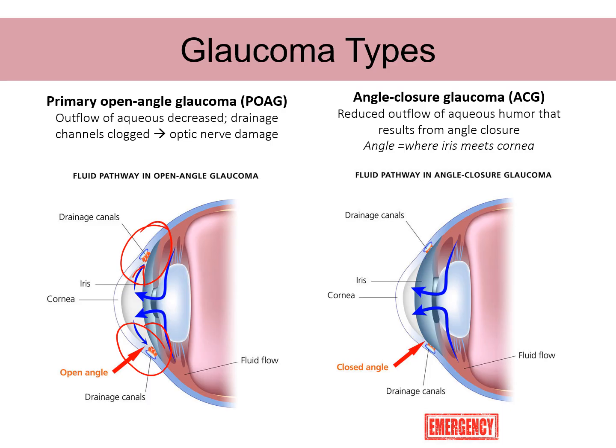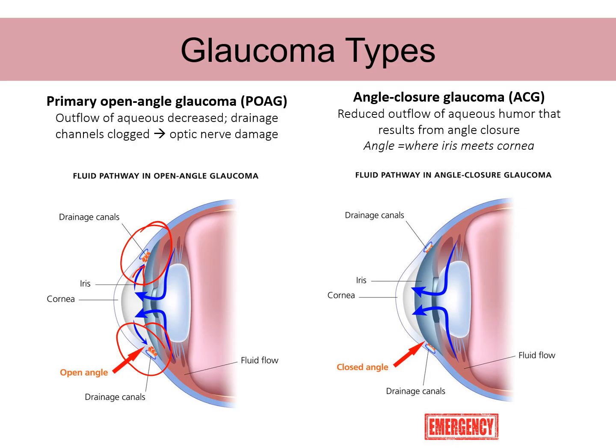There's one at the top and one at the bottom. And again, that allows the outflow of that aqueous fluid to maintain balance. So with primary open angle glaucoma, the outflow is decreased. Those drainage channels are clogged, but there is still some outflow. So the pressure is high in the eye, but there's still some drainage that's being allowed. So that is open angle glaucoma.